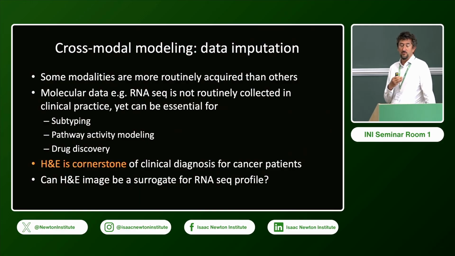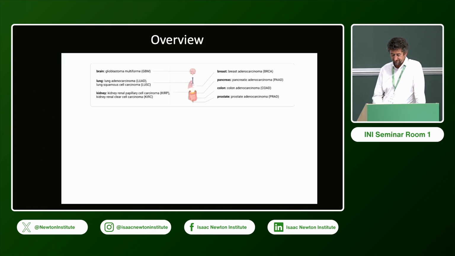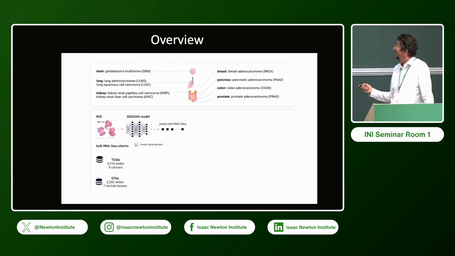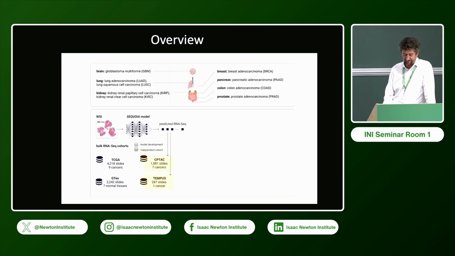So we asked the question, can we use the image as a surrogate for an RNA-seq profile? That's what we did. We developed a model across these cancer tissues. We have as input a whole slide image. Then we have a vision transformer model, which we call Sequoia. This model predicts the whole RNA-seq profile. We used the Cancer Genome Atlas cohort and also GTEx, a cohort of normal tissues, both with matched whole slide images and RNA-seq profiles, to develop this model. We had a few cohorts for validation.